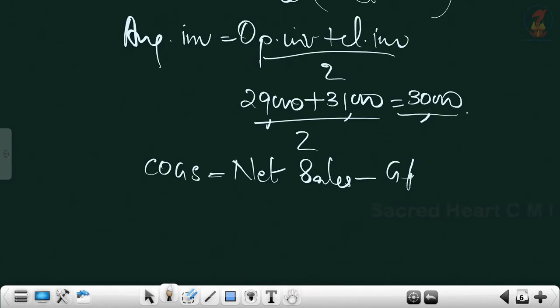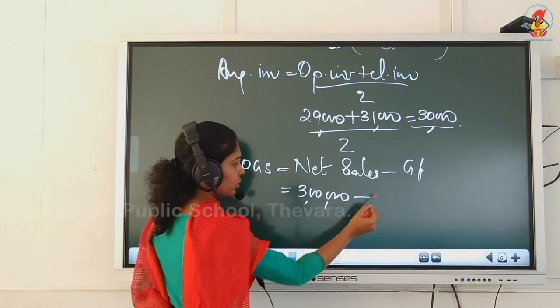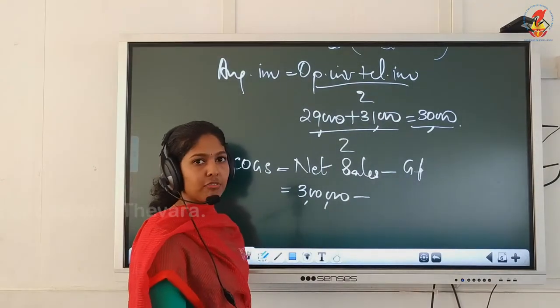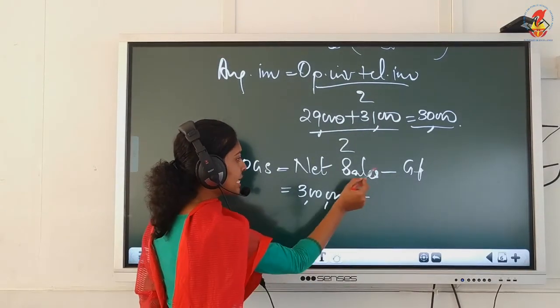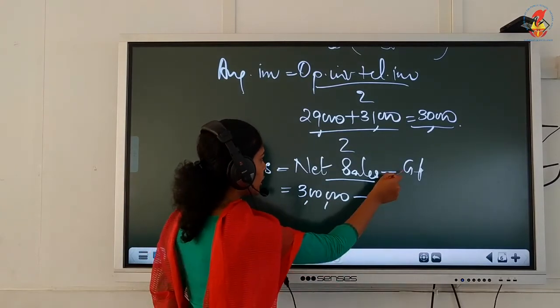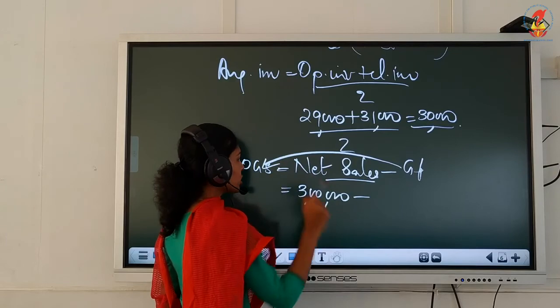And do we have net sales in the question? Yes, that is given as rupees 3 lakhs. And what is your gross profit given? It is 25% on cost. In the previous question we just computed 25% on 3 lakhs because it was written as gross profit is 25% on sales. But now in this particular question, gross profit is to be computed on this cost only.